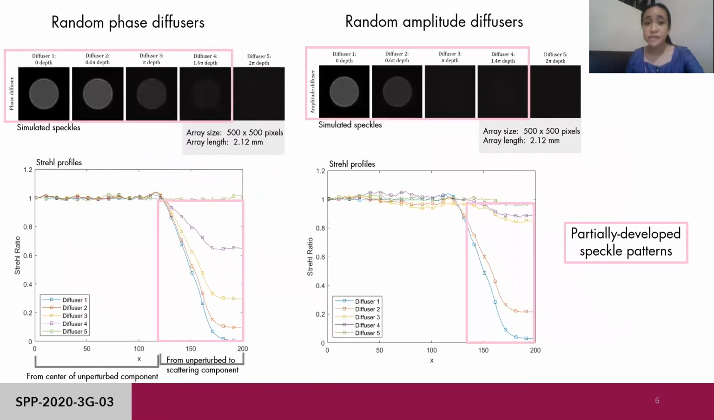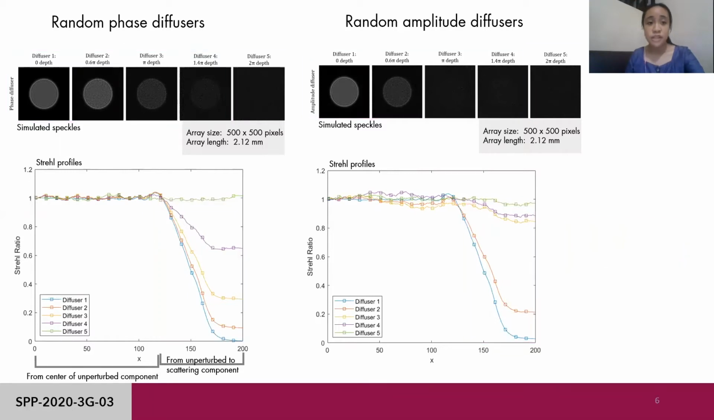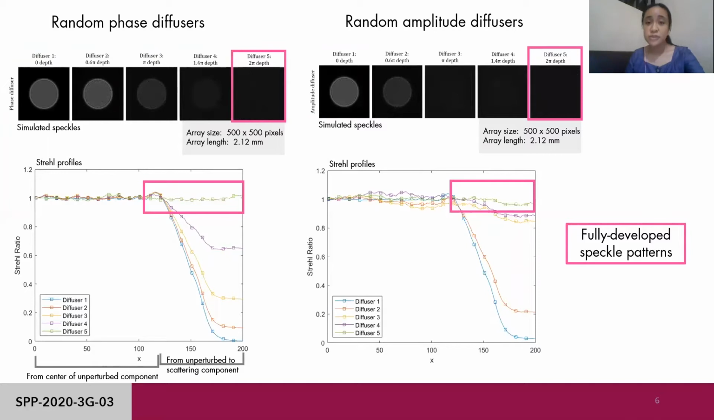Partially developed speckles are characterized by decreasing Strehl profiles, which stabilize to indicate the difference in intensity distribution between the unperturbed and scattering component. When the depth of a diffuser is greater than or equal to 2 pi, the beam becomes completely scattered and the unperturbed component cannot be observed. Therefore, the Strehl ratio values increase and the slope of the profile decreases until the speckled pattern fully develops.